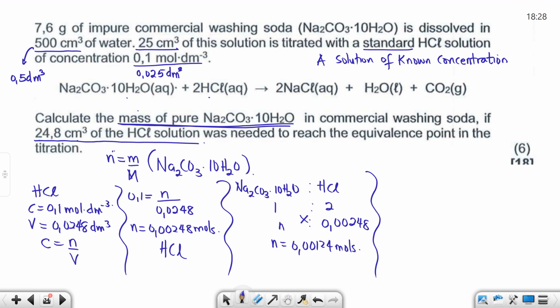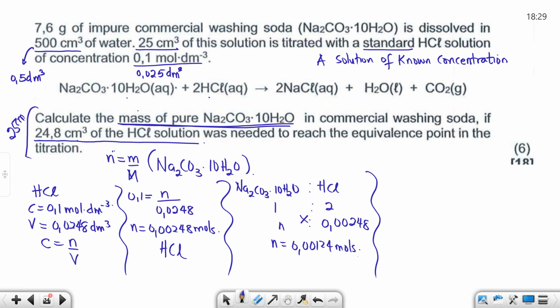Let's quickly get something. The number of moles that we got, watch this. This is where the inside trick is. We are using this calculation. Let's go back. 7,6 grams of impure commercial washing soda is dissolved in 500 cm cube of water. Is that okay? So we have a solution. Out of that solution, what did we take? We took 25 cm cube. It means here we actually used 25 cm cube of the sodium carbonate.